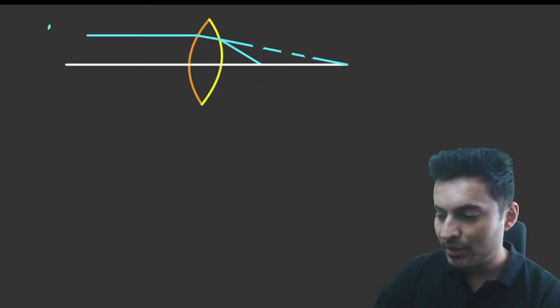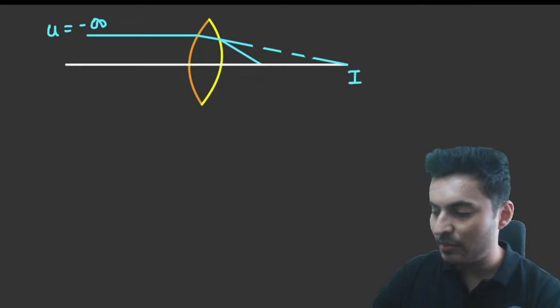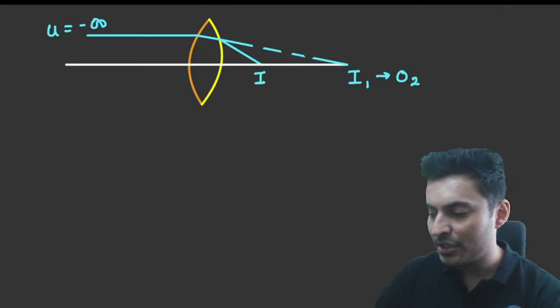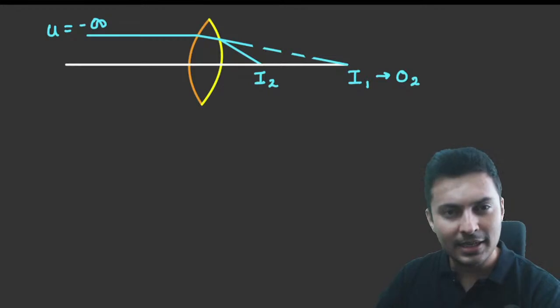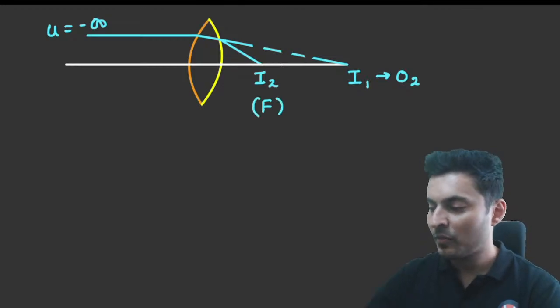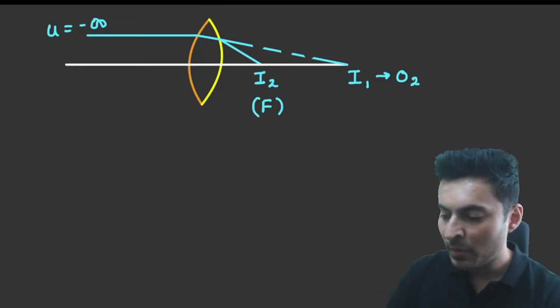So the object, you take it as minus infinity. This is the first image after the first refraction. And that image will now behave like the object for the next refraction. And this is where the final image will be formed. That final image, which is formed after the second refraction, is actually the focal point of that particular lens. So you have to use this formula.